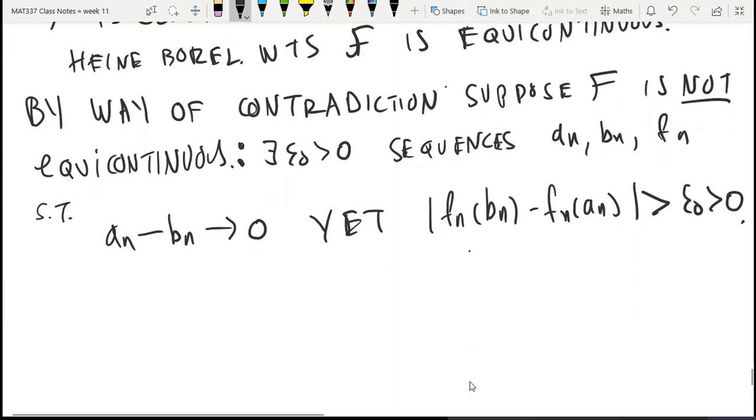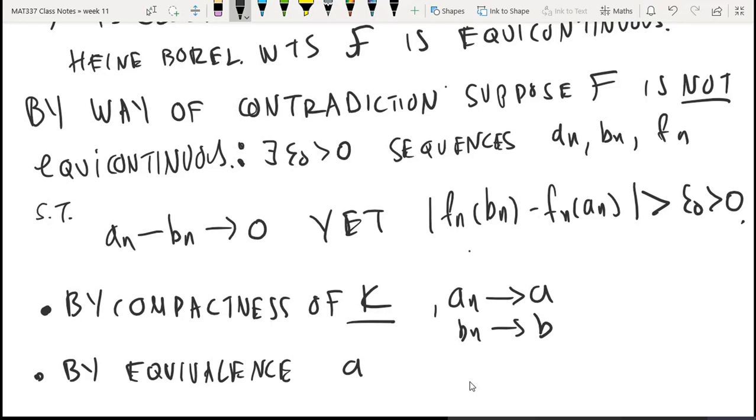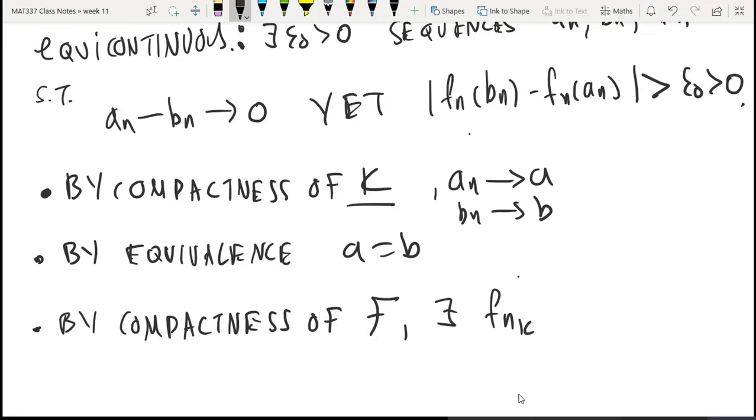So yeah, the proof is very similar. Let's see what the main difference is. Let's do everything again. So by compactness of K, you get that a_n goes to a, b_n goes to b. By equivalence, a is b. And finally, by compactness of the family, there exists a subsequence f_{n_k} going uniformly to f in the family.